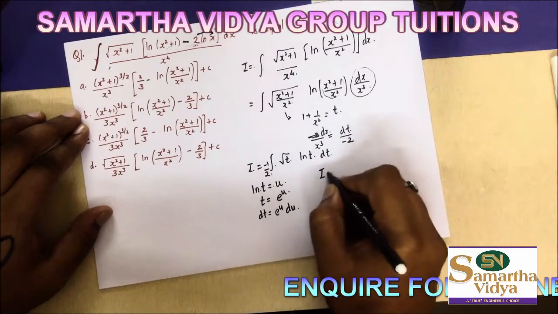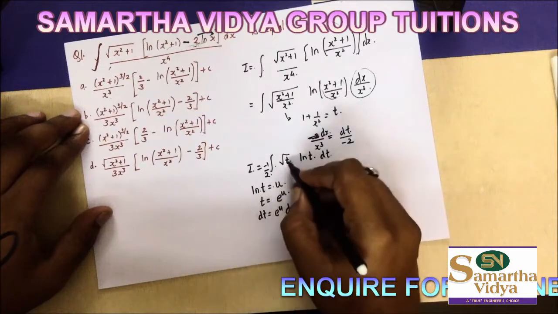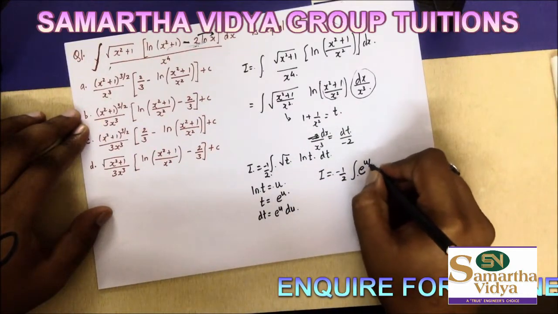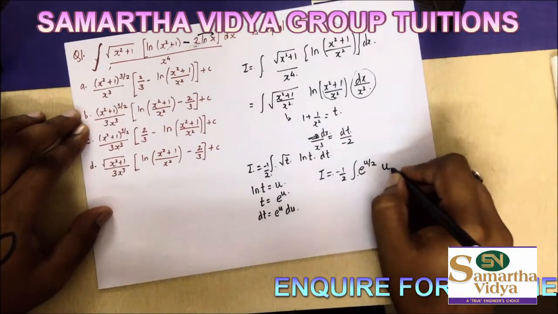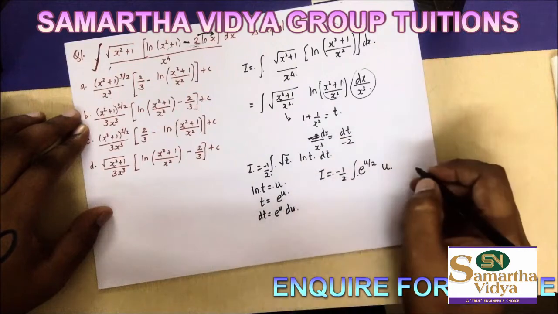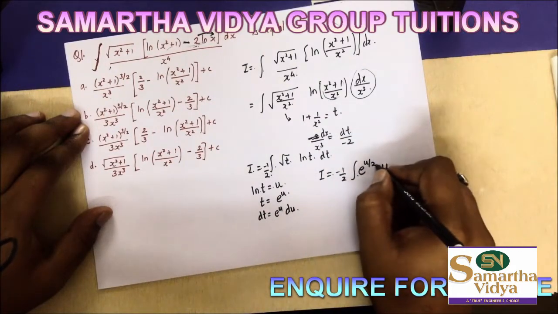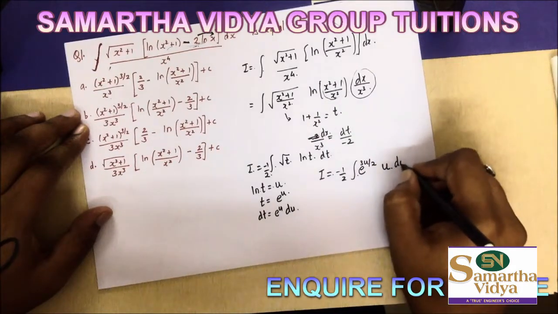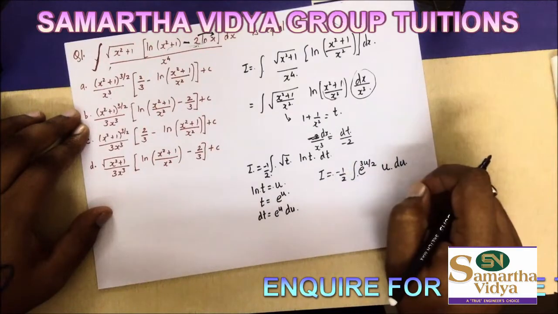So my integration changes to minus half integration. So instead of t, I'm writing e raised to u. So that becomes e raised to u by 2 because of the root. The ln t becomes u. The dt becomes e raised to u. So e raised to u into e raised to u by 2 becomes e raised to 3u by 2. So this becomes the solving part for the integration.